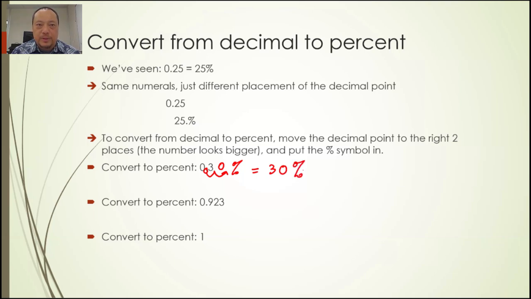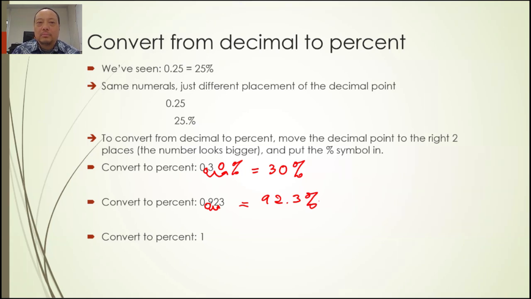Next, convert 0.923 to percent. Take the decimal point, move it 2 places to the right. We arrive at 92.3, and we'll put the percent symbol in. The answer is 92.3%.